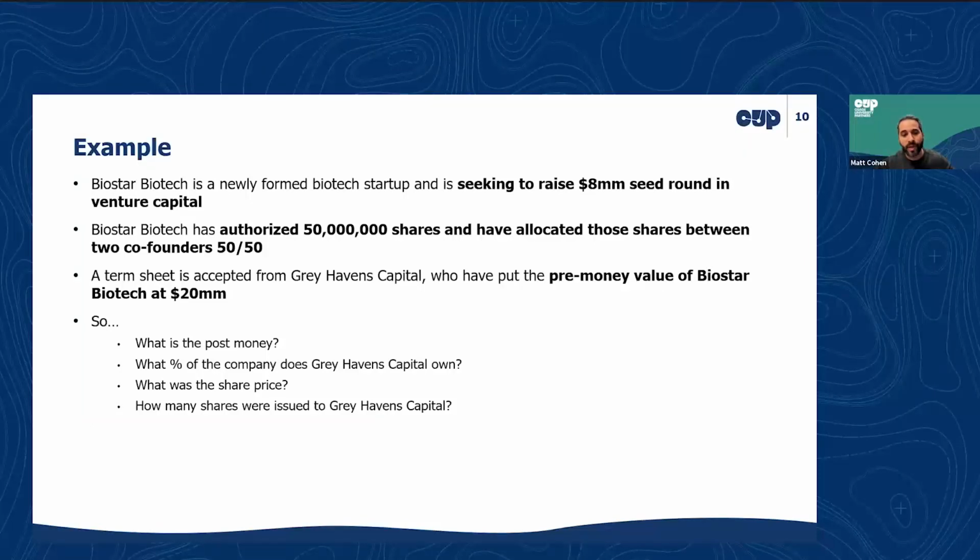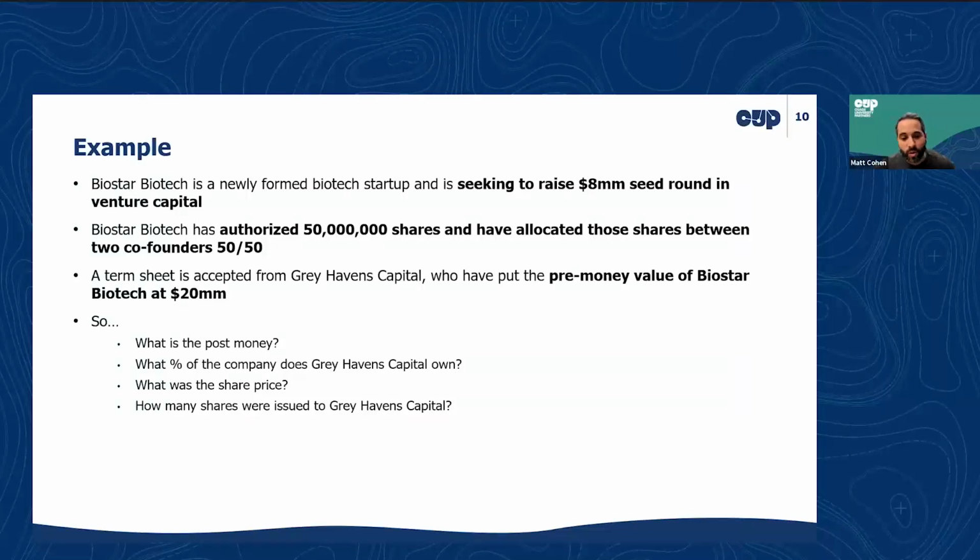They need to raise money, so they go out and talk to a bunch of different VC funds, and they end up with a term sheet that they accept from a firm called Gray Havens Capital. In that term sheet, and Marc will talk more about term sheets later, they assign a pre-money valuation for BioStar Biotech of $20 million. So they tell BioStar Biotech, we think you're worth $20 million today, and we're going to invest $8 million.